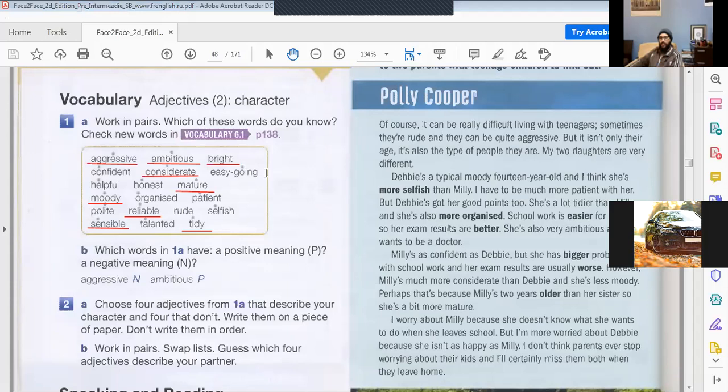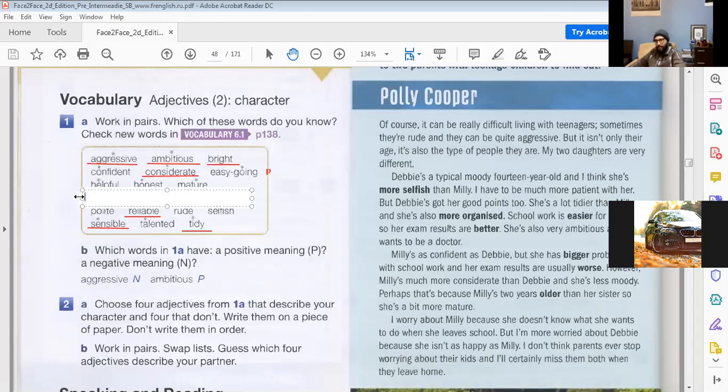So it's a good thing to be easygoing. It's not a bad thing. All right, you're right. Positive. What about moody? Do you think it's a positive or a negative adjective? Negative. Okay, so it's a negative adjective.